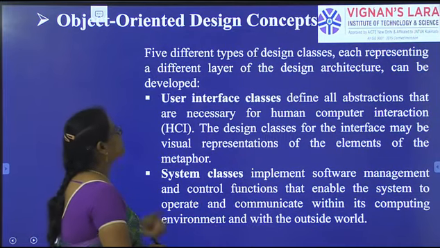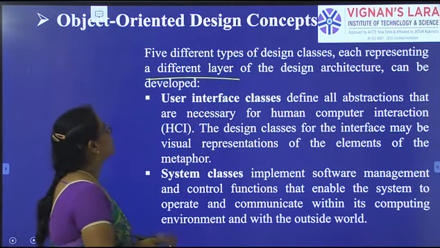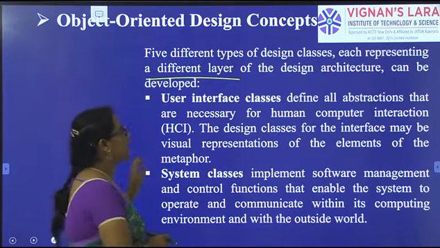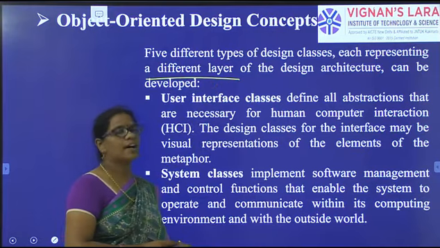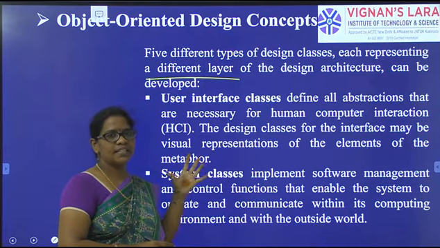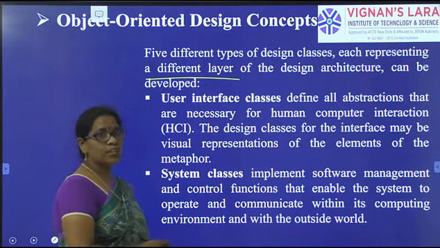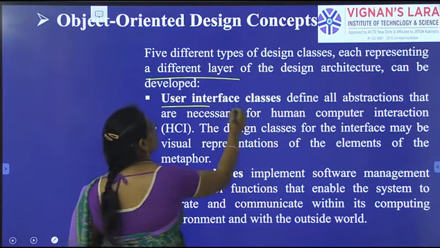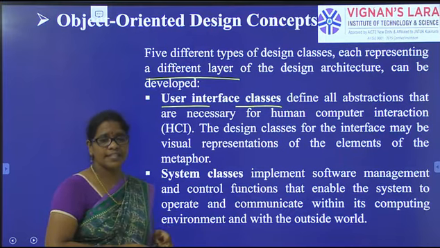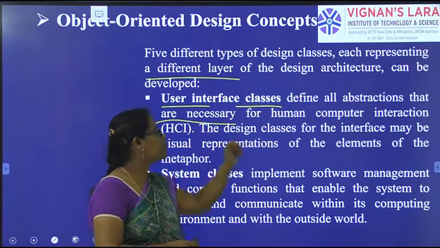Five different types of design classes, each representing a different layer of the design architecture, can be developed. Each class gives one layer to the architecture. So what are those classes? The first class is the user interface classes. What are user interface classes? User interface classes define all abstractions that are necessary for human-computer interaction.